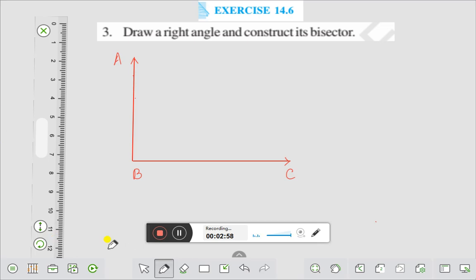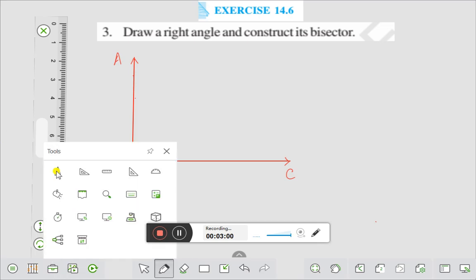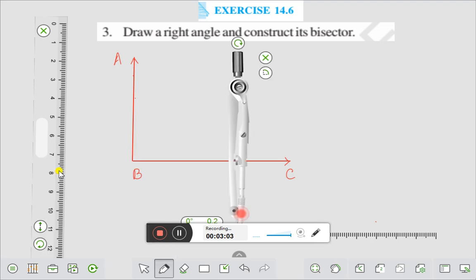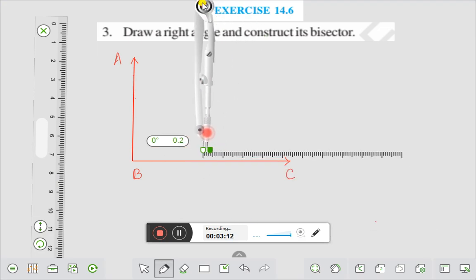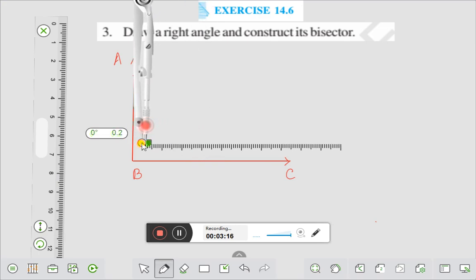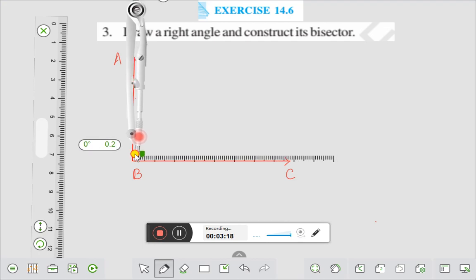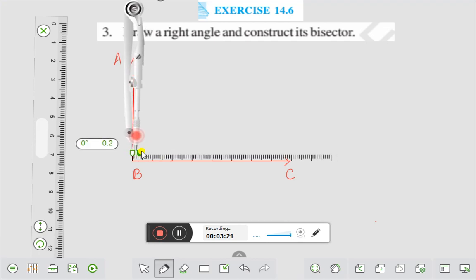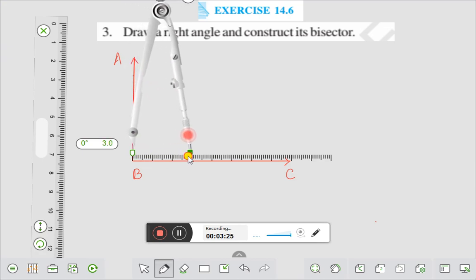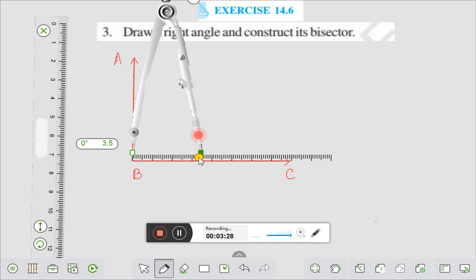Let us take a compass to find the angle bisector. Let us take this pointer at point B and make a distance, a curve here. Let us make a curve here.